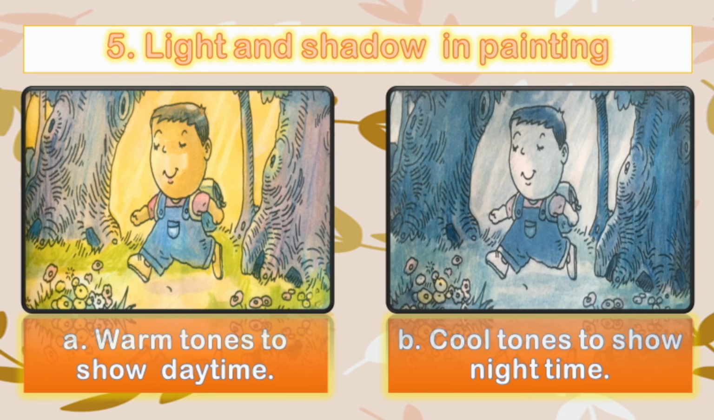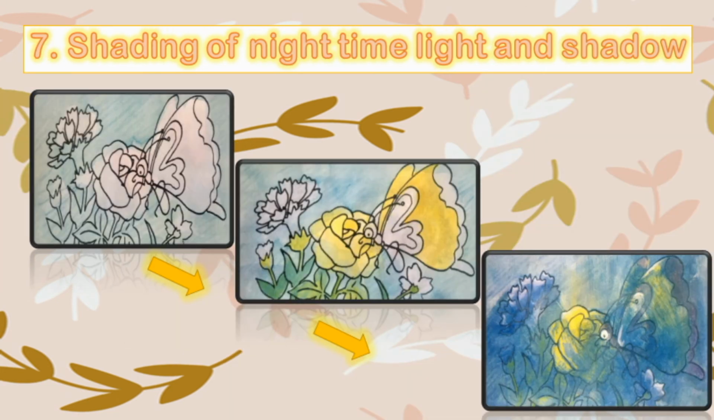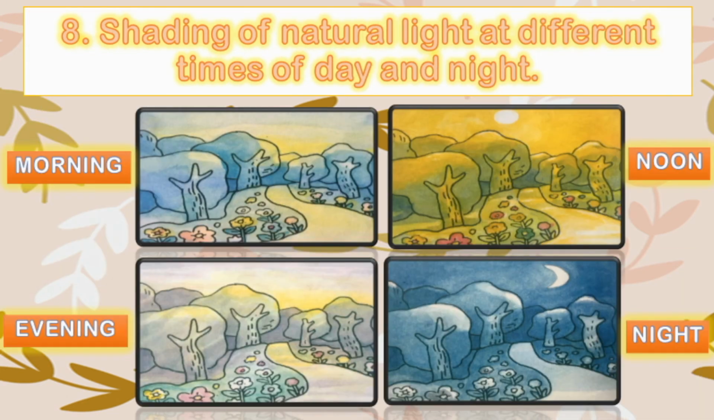In this type, you can change the quantity of light in painting by shading from dark to light using different colors. Varying the color value changes the quantity of light. This technique can create quite realistic effects. Number 6, shading of daytime light and shadow. Number 7, shading of nighttime light and shadow.